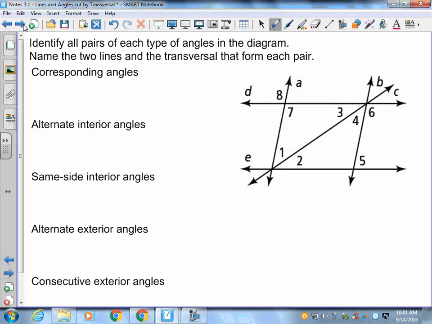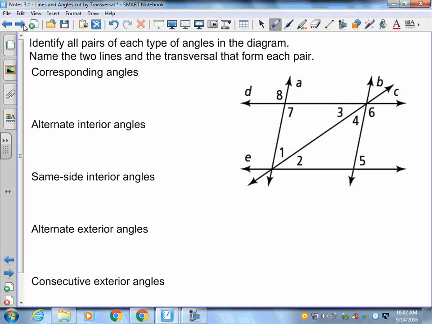For example, if you're wanting to look for corresponding angles, I've got to look for an angle that's in the positions that are the same. For example, 8's in the top left. Everybody agree with that? Is there one in the top left here?